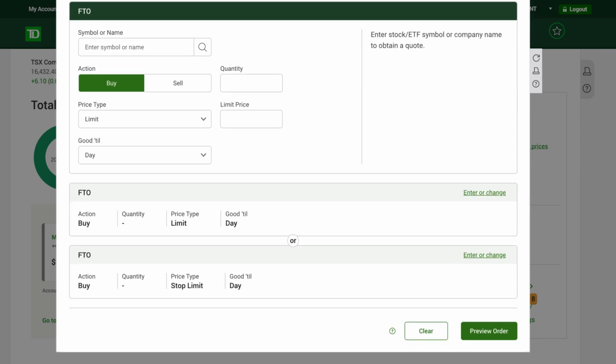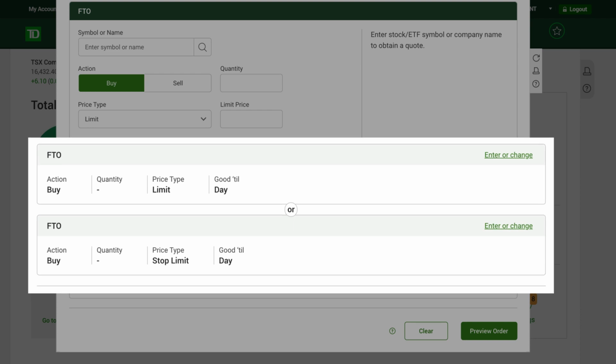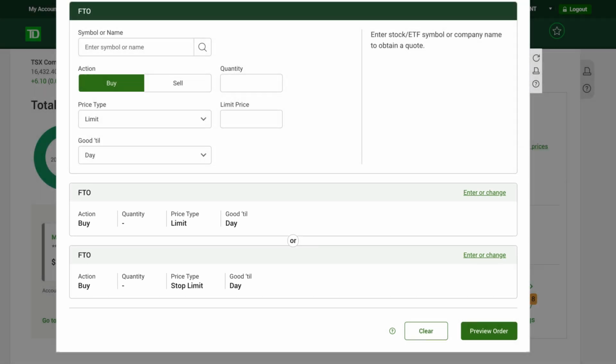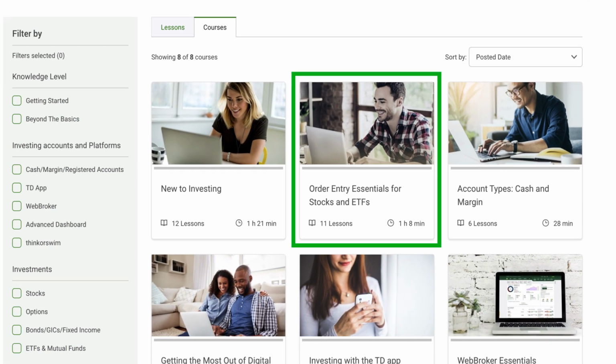An FTO order consists of a primary order that, if filled, will trigger the entry of two other orders simultaneously. If one of the new orders executes, the other order is canceled automatically. If you want to learn more about placing contingent orders, check out our Order Entry Essentials for Stocks and ETFs course in the Learning Center.